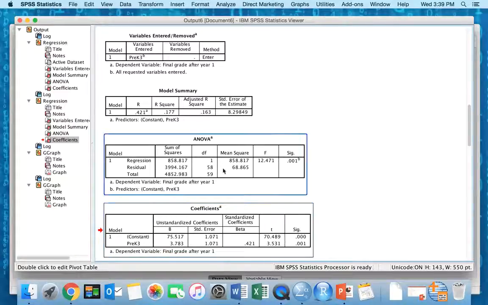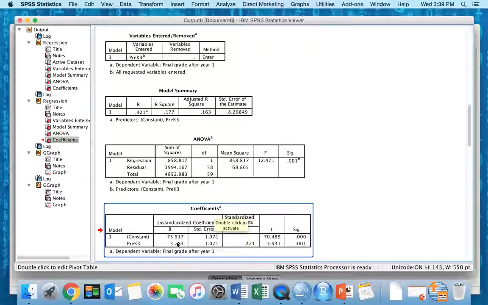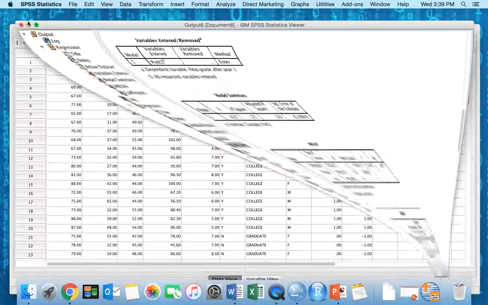All the test statistics are the same, but by changing our coding, we change our coefficients. So 3.783, to summarize, is 1/2 the difference between the two groups. All right.